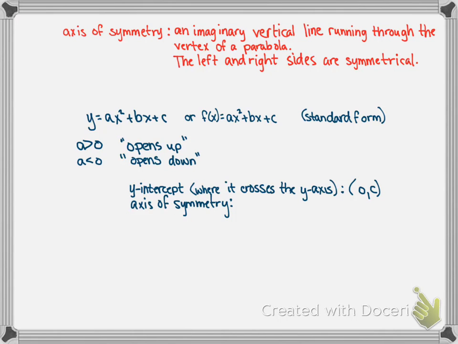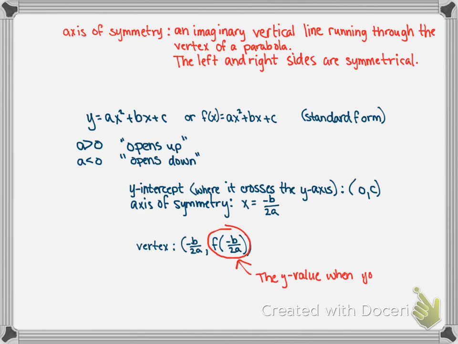The axis of symmetry will have the equation x equals the opposite of b over 2a, using b and a from the standard form of the quadratic function. And the vertex will be the opposite of b over 2a, the same x value that we had for the axis of symmetry, and then f of the opposite of b over 2a. In other words, this is just a fancy way of writing the y value when you plug in the opposite of b over 2a for x.